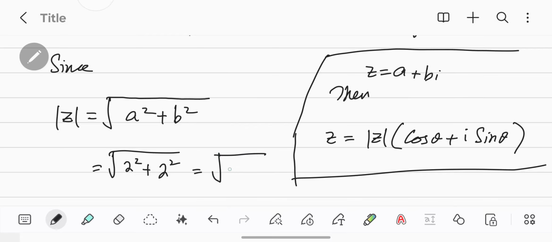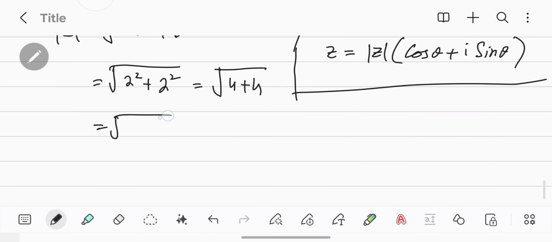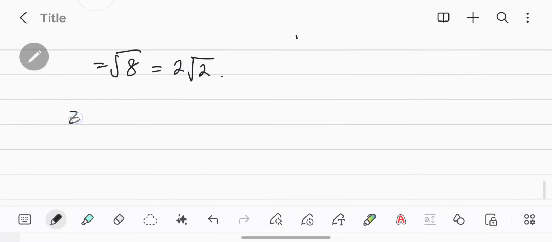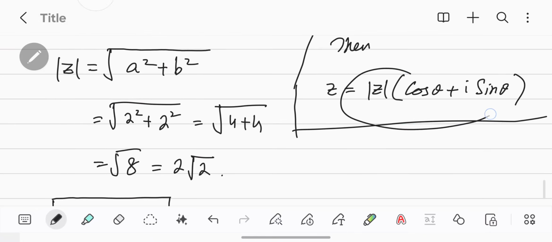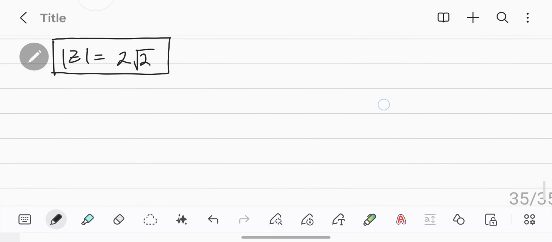which is the square root of 4 plus 4. That means square root of 8. Square root of 8 can be written as 2 square root 2. So this is the modulus. The modulus of Z is 2 square root 2. So I will save this value for later because I have to use this value in this formula. But first I have to find theta.